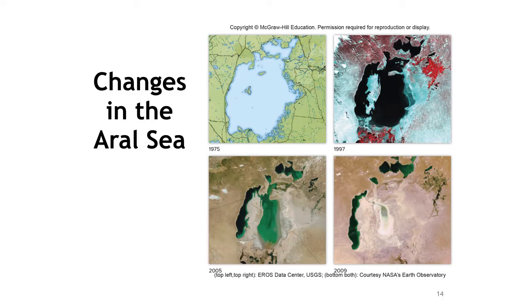In this slide, we see changes in water levels and extent of the Aral Sea over a period of 34 years from 1975 to 2009. Notice that the sea, once able to accommodate ships, has been significantly reduced in size.